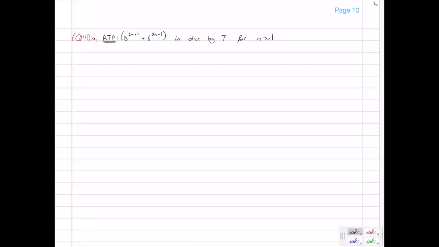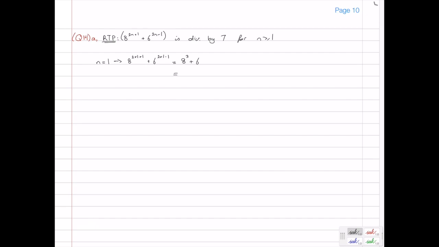Okay, so here we have a math induction question. The first step is to prove the base case. So we're proving for n greater than or equal to 1, so the first value of n is n equal to 1. That means our base case is when n is equal to 1. Subbing that in, we get 8 to the 2 times 1 plus 1 plus 6 to the 2 times 1 minus 1, which is equal to 8 cubed plus 6.